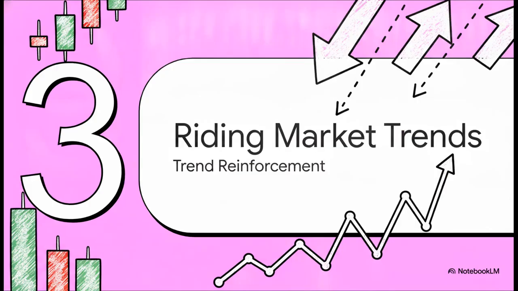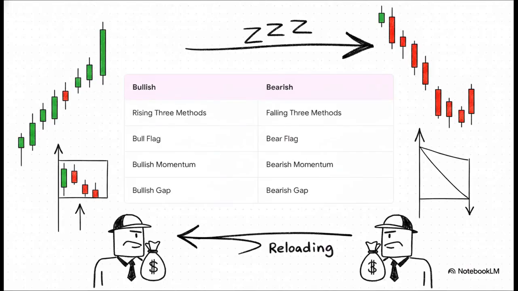Section 3. Riding the market trend. So while reversal patterns are about a big shift in power, continuation patterns are all about trend reinforcement. We're looking for specific patterns that tell us a resting phase is happening within an ongoing trend. Whether it's the rising 3 methods in a bullish run or a bear flag in a market crash, these formations tell the seasoned analysts that the dominant players haven't left the building.